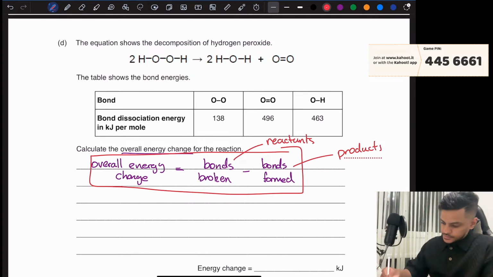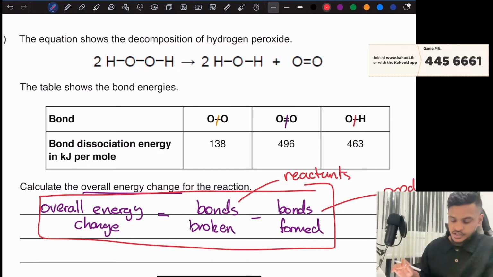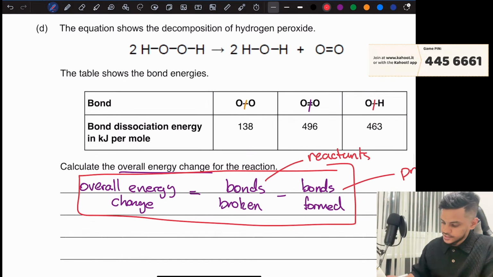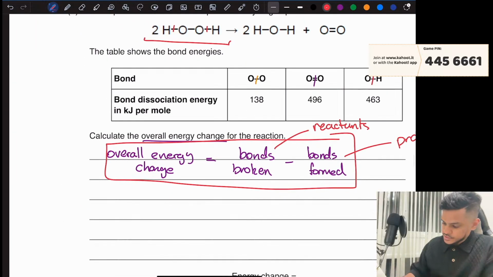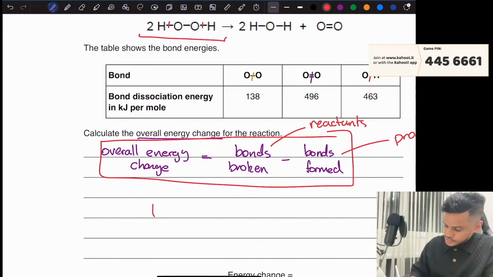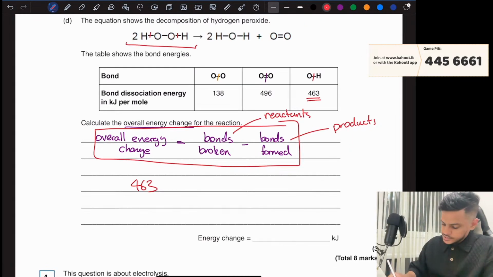Right, let's see what numbers we've got here. So what you need for this bond, purple for this and red for this. We're going to count up every bond that we've got. So let's look at the reactant side first. Reactant side, we have one OH here, we've got one OH here, right? So that's going to be 463, because that's what it says here. 463 times by 2, because there's 2 of them.